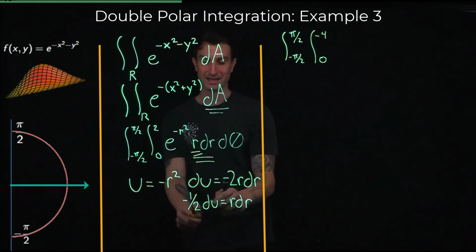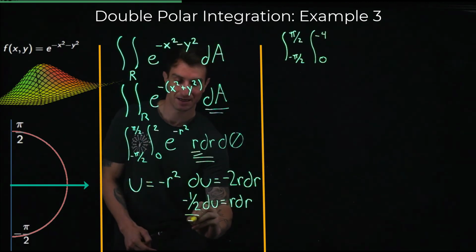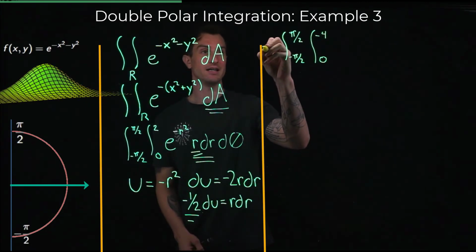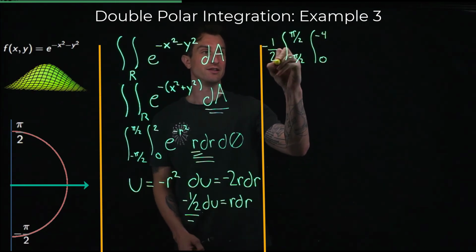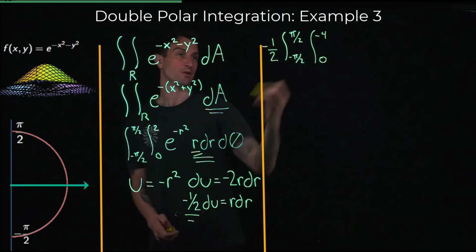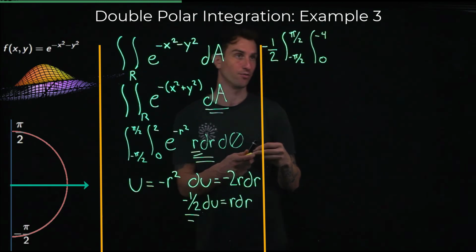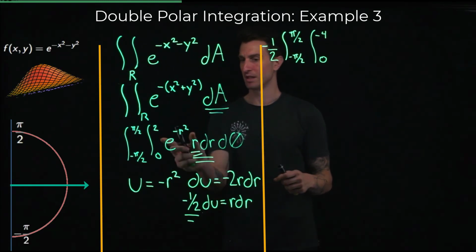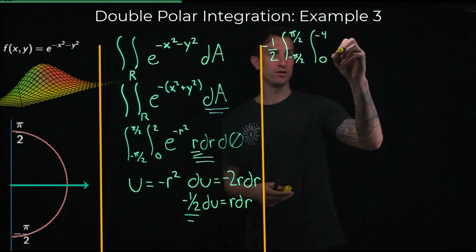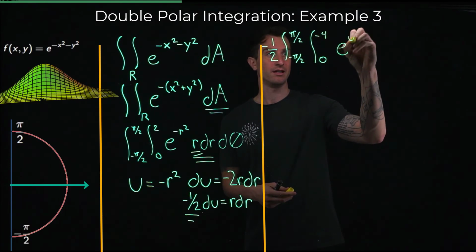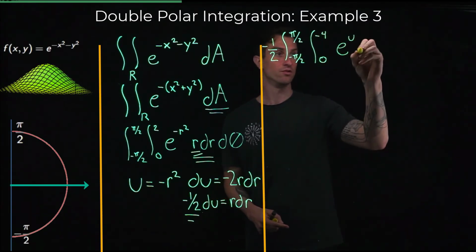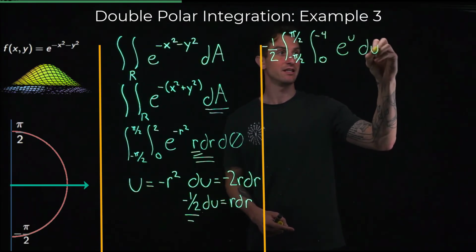And that makes sense because this negative 1/2 is going on the outside here, right? So even though this is going to evaluate to be something negative, when we multiply by a negative, we'll get a positive. So we're fine with that. We have e to u. And now this becomes a du. We still have the d theta.